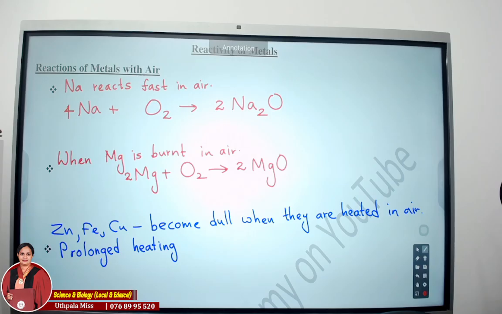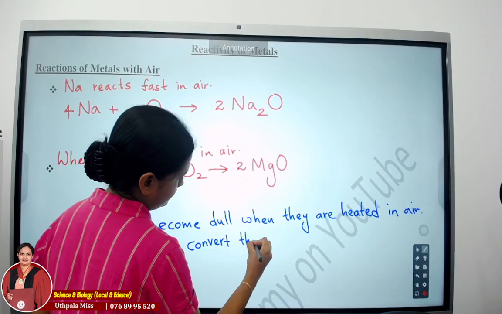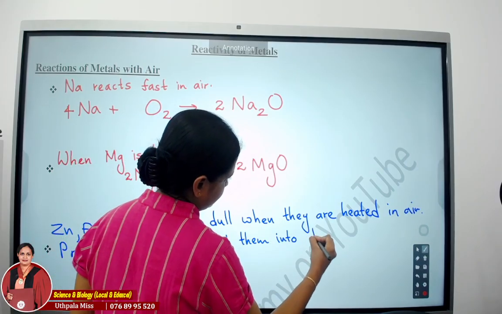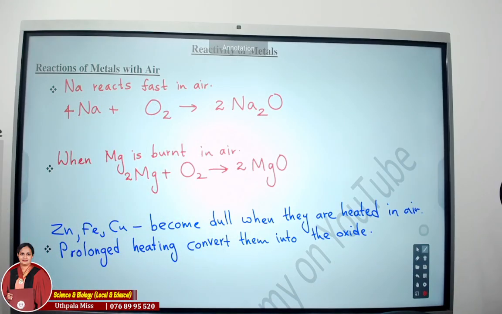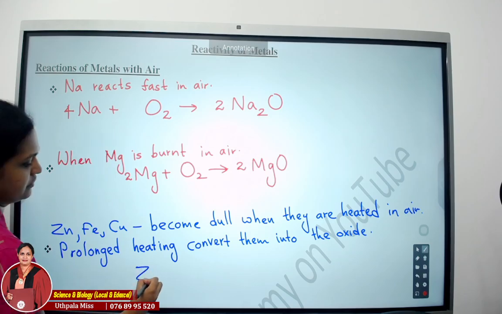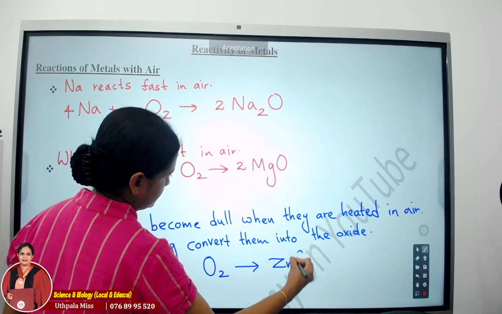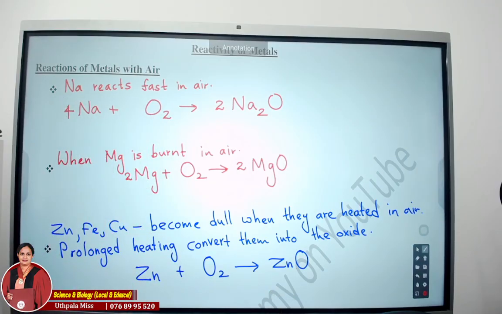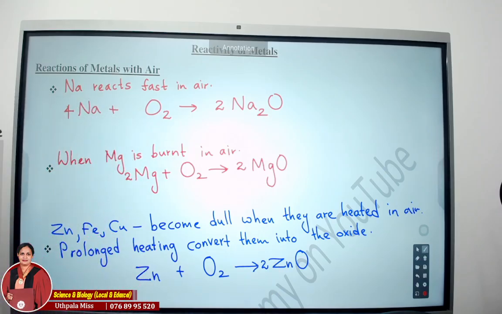Prolonged heating converts them into the oxide. If we take an example, zinc reacts with oxygen, forming zinc oxide, ZnO. Balance the equation. Because of O2, I have to put 2 in front of zinc oxide. Then zinc becomes 2, so I put 2 in front of zinc. That is how to balance the equation.